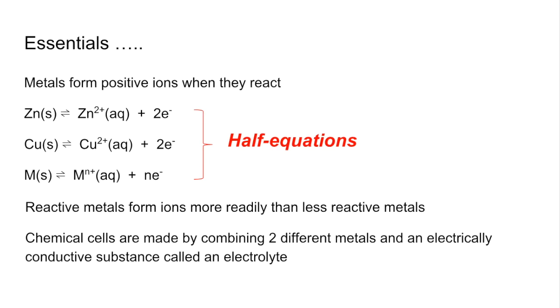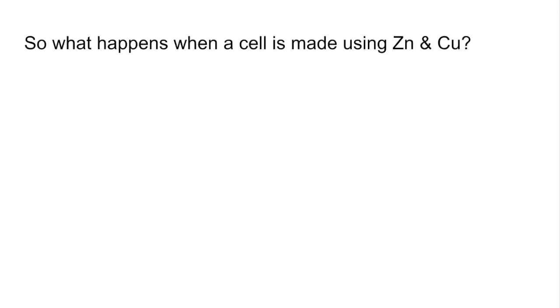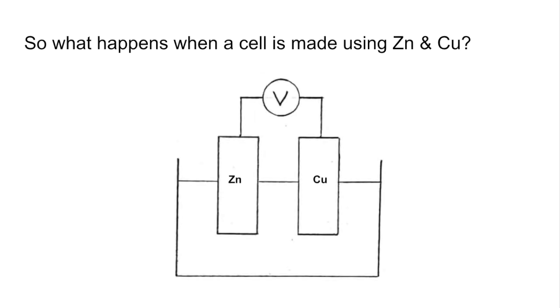And chemical cells are made by combining two different metals and an electrically conductive substance which we call an electrolyte. And finally, for this slide, batteries are just two or more cells connected in series to give a greater voltage. So we're going to see all of that in action now with the example of the zinc copper cell. So what's going to happen if we make this cell? So let's get the diagram on the screen first of all.